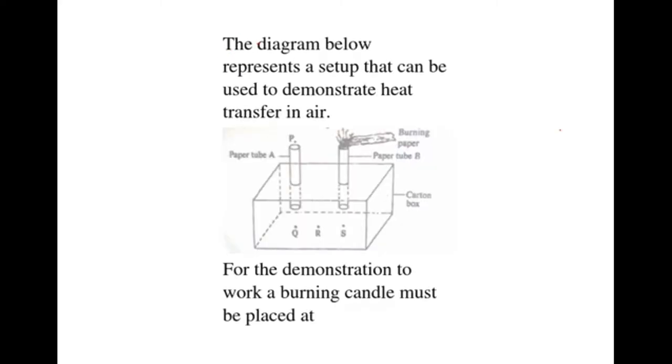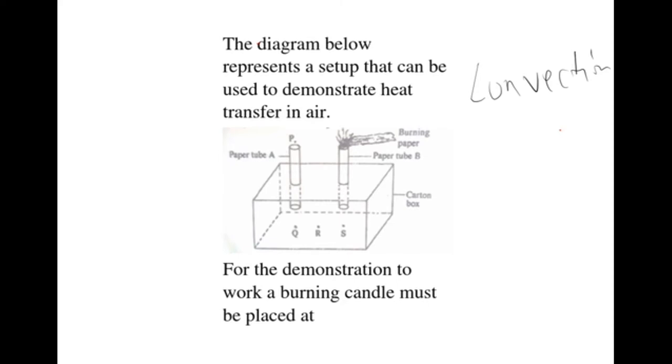The diagram below represents a setup that can be used to demonstrate heat transfer in air. We have P, tube A, a burning paper, tube B, carton box, and Q, R, and S. For the demonstration to work, a burning candle must be placed at... Look, the experiment is trying to look at heat transfer in air, and heat is transferred in gases through convection.